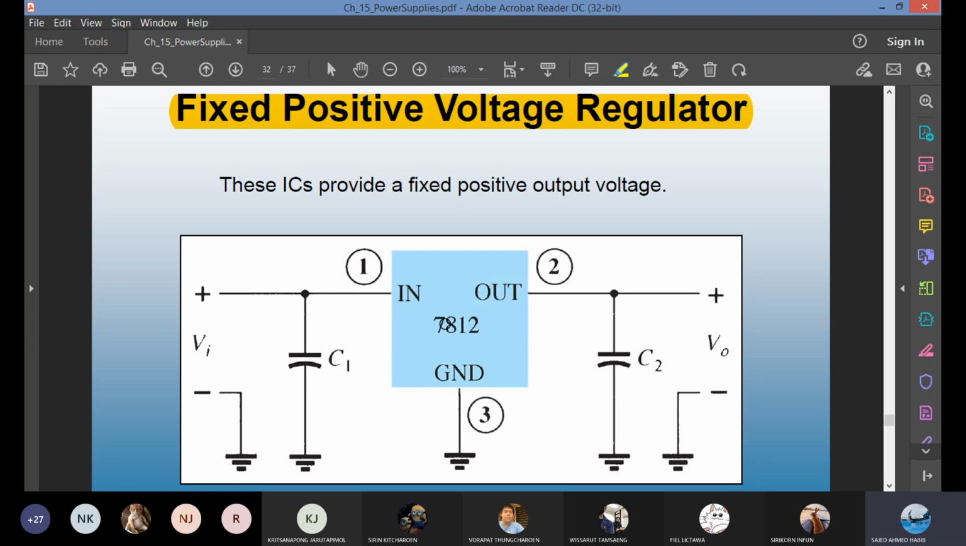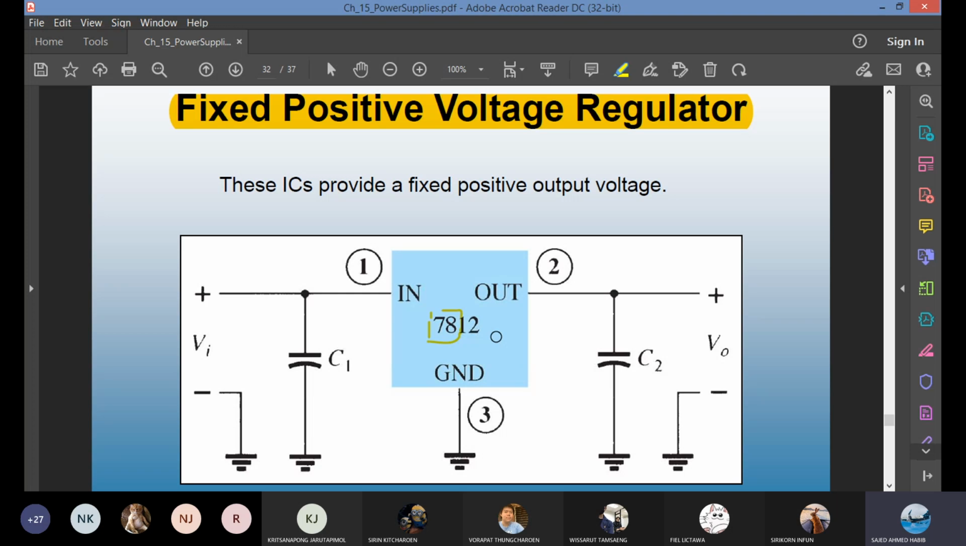This is called IC 7812. It is a series 78 IC voltage regulator. The first 2 digits will tell you the name of the series. The last 2 digits will give you the voltage. So series 78 and 12, then you have IC 7812. It will provide you a positive 12 volts. That's a fixed positive voltage regulator.